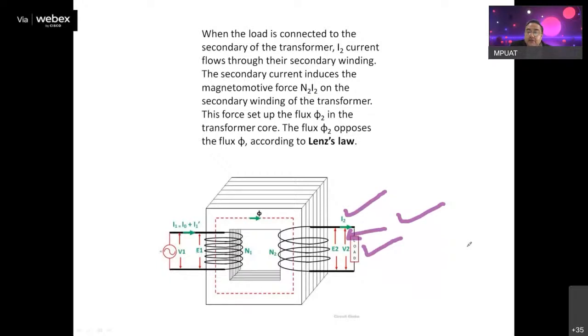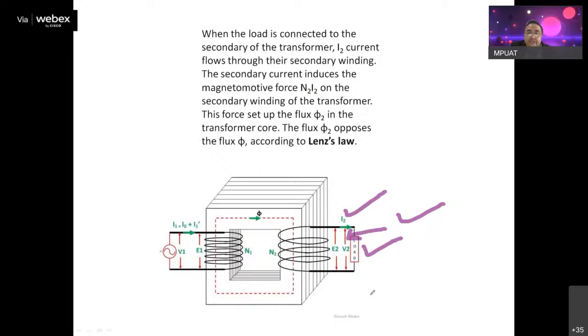So what happened? Now when the secondary current I2 flows, look towards the diagram, this E2 is being generated due to the flux produced by the primary current I0. But now a secondary current starts flowing. So how will it move? It will move like this. So the secondary current will flow in the secondary winding also.